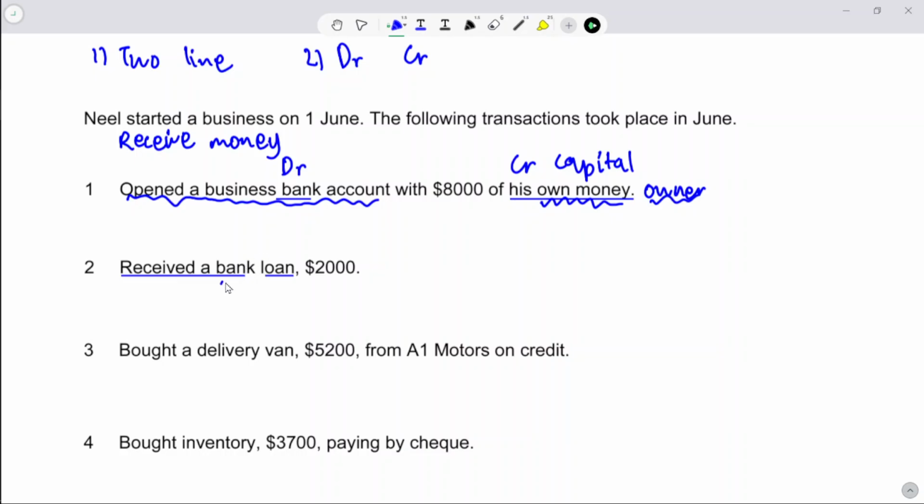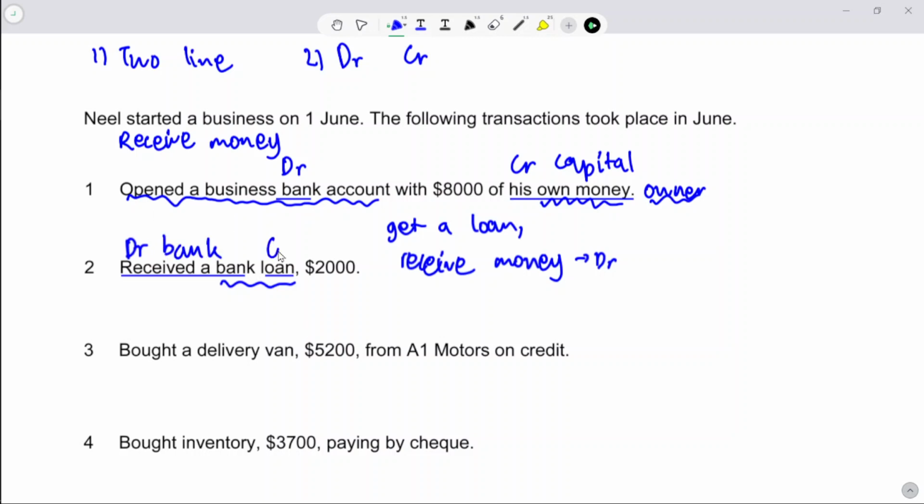Receive, get bank loan, right? So when you get a loan, you actually receive money now. Receive money, so we debit. So we debit bank. Then if there is one debit, the other one will be credit.